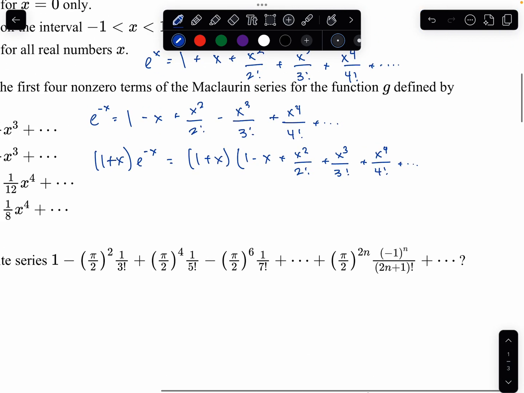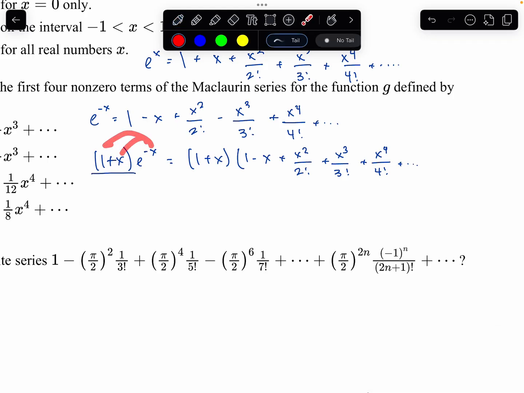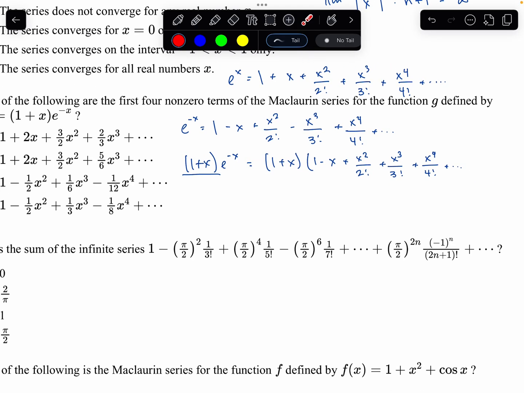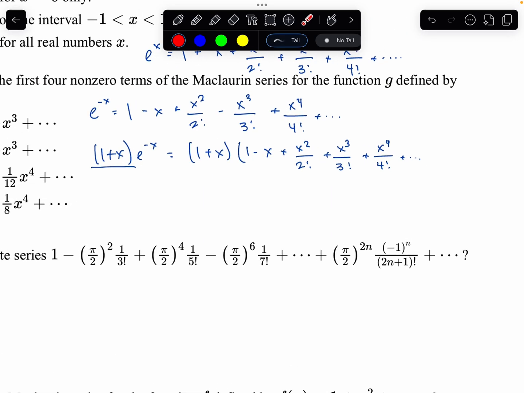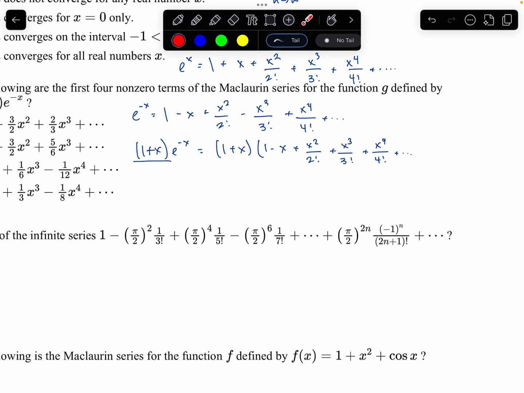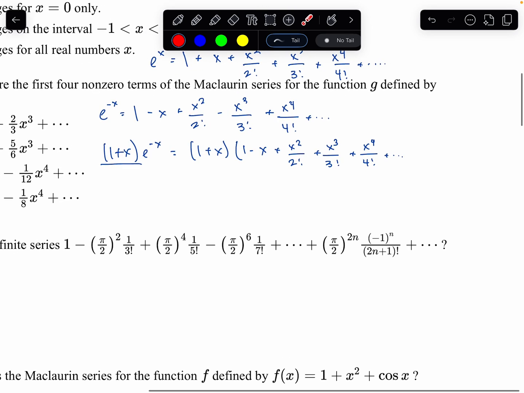Now, whenever I multiply these together, I have to distribute that, right? So I'm going to FOIL this out. And now notice that I don't have to keep foiling. I'm going to do 1 times each of those terms, and then I'm going to have to do x times all of those terms right here. However, I only want the first non-zero terms, so I'm going to keep that in mind. I only need 4 non-zero terms.